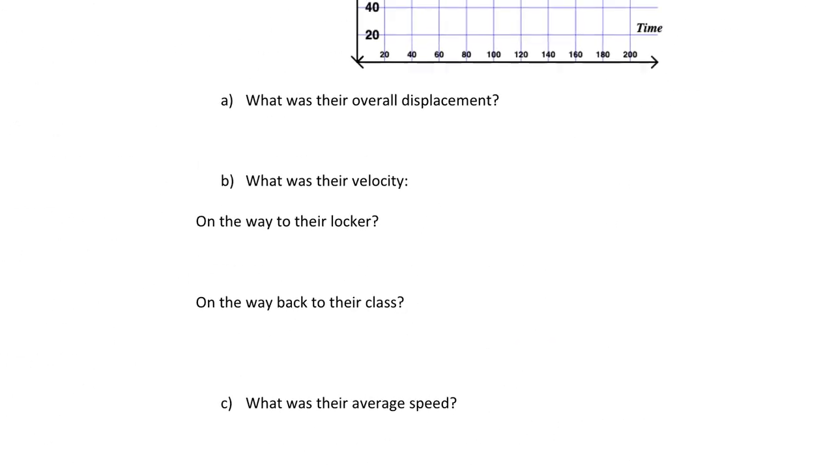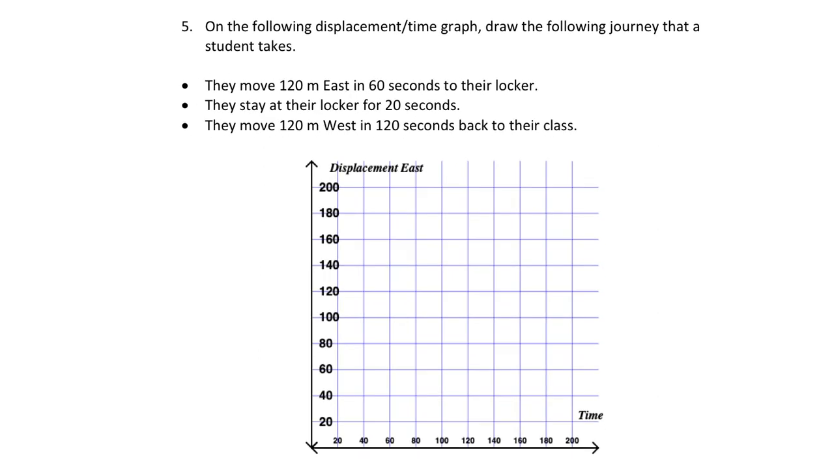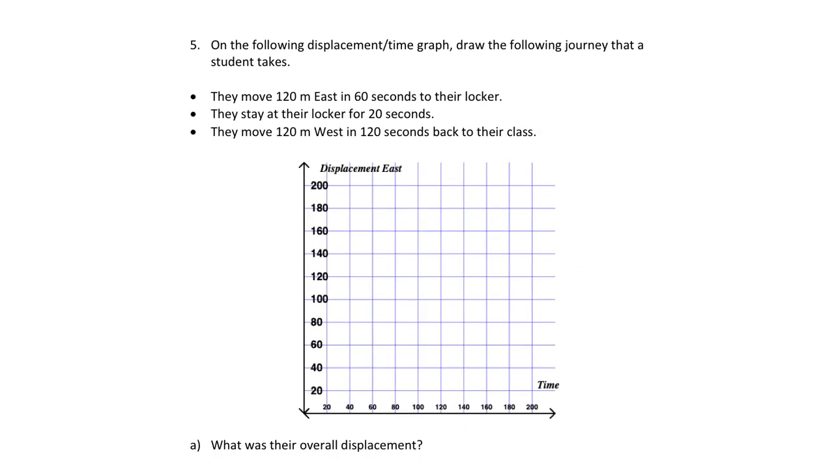Right, let's have a look at this one here. Draw the following journey. They move 120 meters east. So they're starting at 0. 120 meters is here, right? 60 seconds means that they end up there. So you should draw a straight line from there to there. They stay at their locker for 20 seconds, which is 60 to 80. And then they move 120 meters west in 120 seconds. So 120 seconds from 80 seconds is 200 seconds. So they need to end up here. And then they move 120 meters west, which means they move the opposite direction. So they end up here, back at their original starting point. And that's the graph that you should draw.